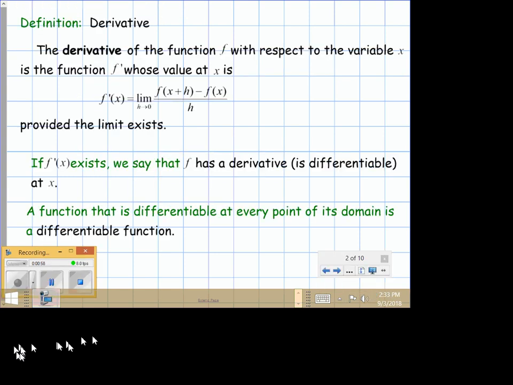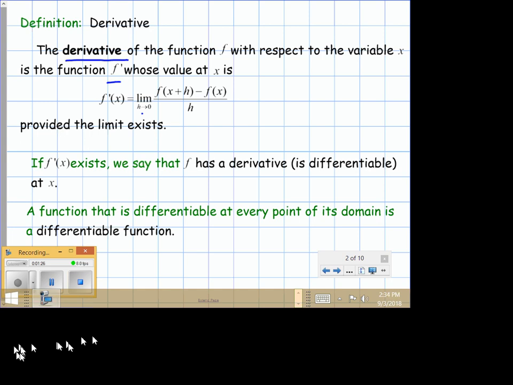So let's start with the definition of derivative. The derivative of a function with respect to the variable x is the function f prime, whose value at x is f prime of x, equal to the limit as h approaches 0 of f of x plus h minus f of x all over h.